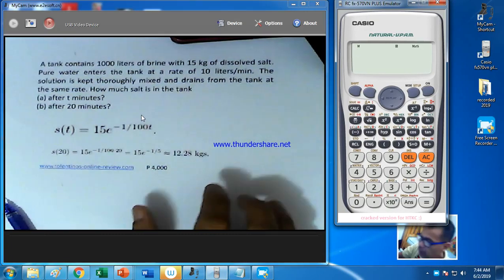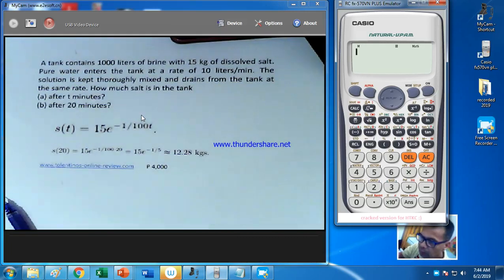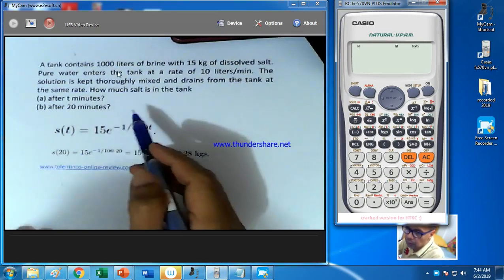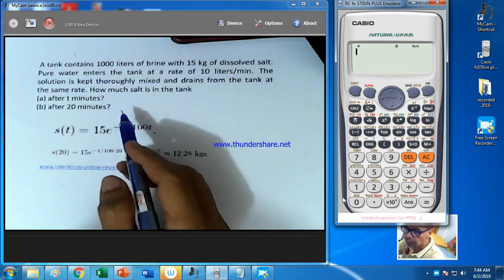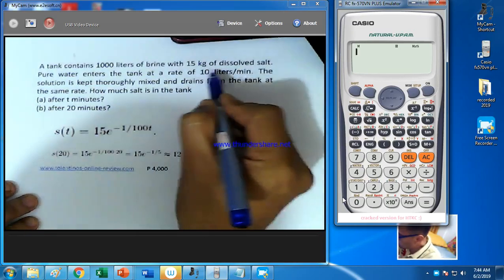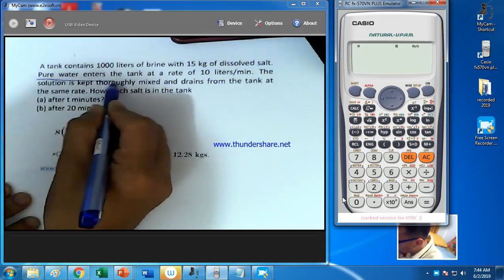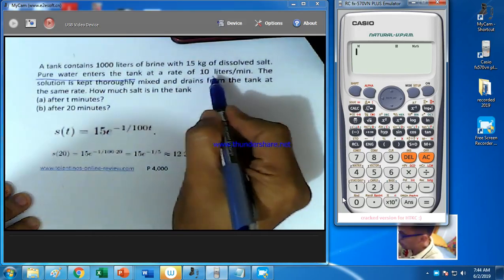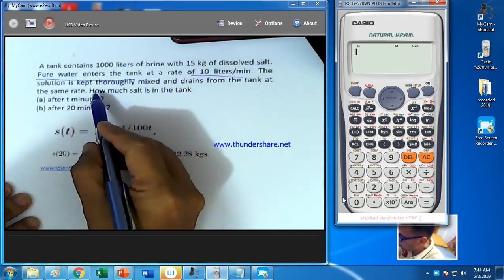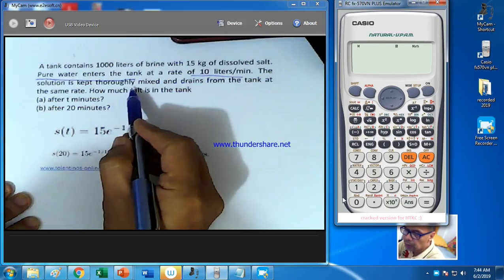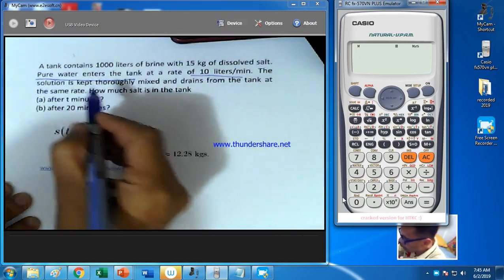So, ito yung mga medyo mahirap na problem sa differential equations. Look, a tank contains 1,000 liters of brine with 50 kilograms of dissolved salt. Now, pure water enters the tank at the rate of 10 liters per minute. The solution is kept thoroughly mixed and drains from the tank at the same rate.